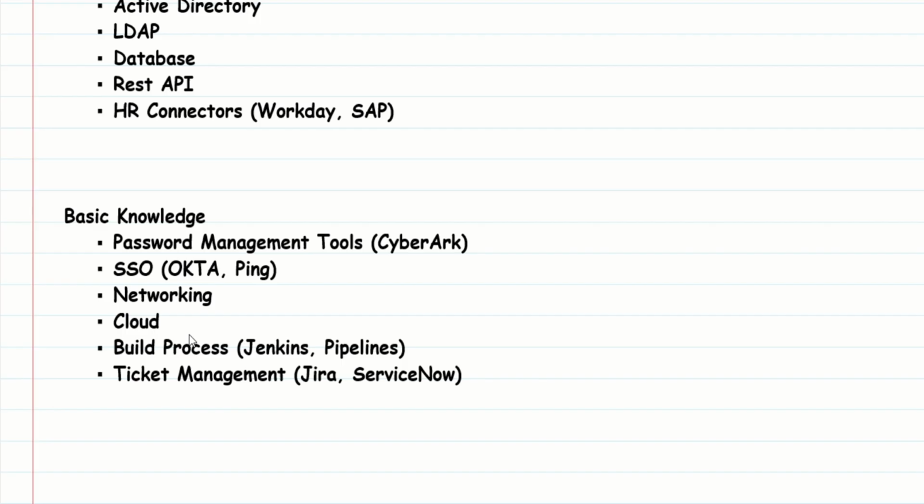Then the build process, Jenkins or pipelines. If you are going with a standard build, an SSB build, then it's fine, but some organizations go with Jenkins pipelines and all. Then ticketing systems like Jira and ServiceNow. If you are working in any project, you will have some hands-on experience with ServiceNow or other ticketing tools like Jira and all.